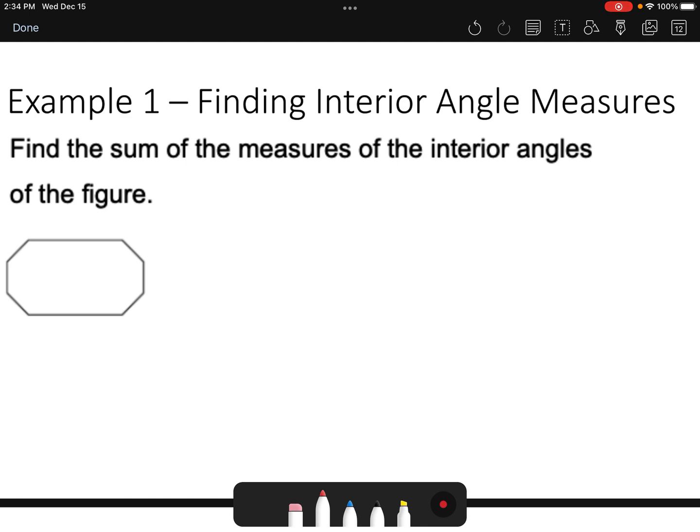So now let's find the interior angle measures of this figure. First of all, you want to count the sides first, and I think there's 8. So if we're 8, it's an octagon. So I'm just going to use the formula n minus 2 times 180, which is 6 times 180.